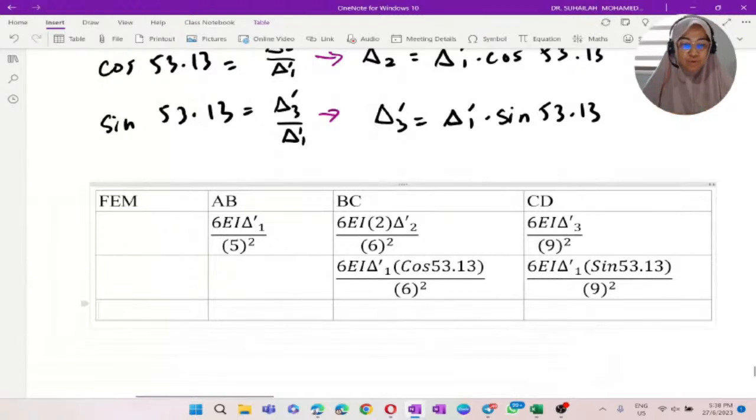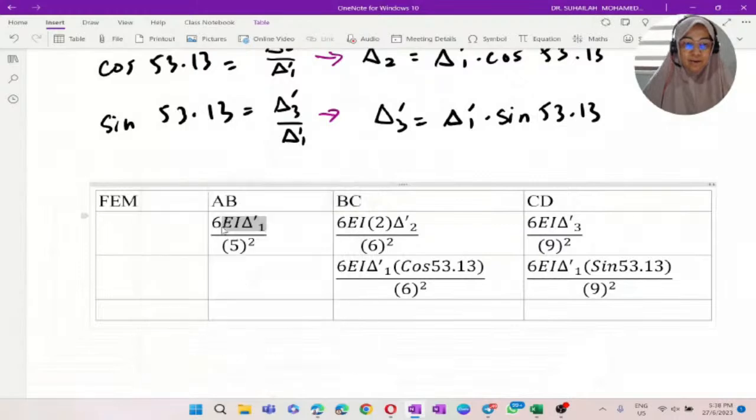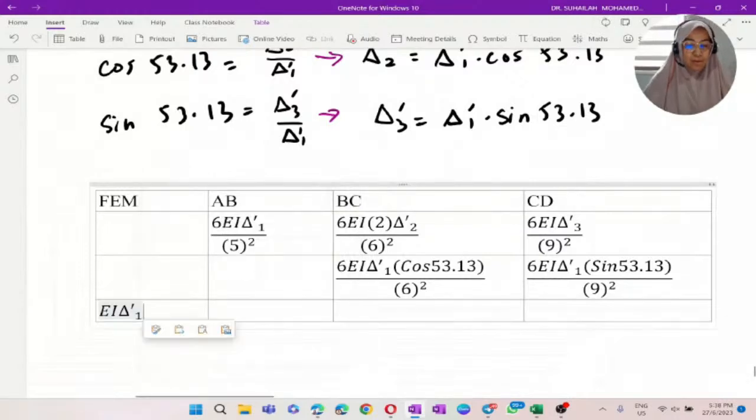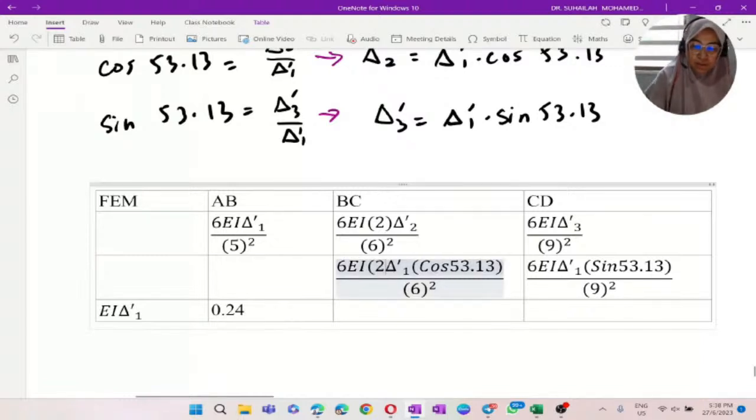Now we have changed all to EI delta 1. We have to change all to EI delta 1. So after this, we can find the ratio. Okay, so it is 6 divided by 5 square. It is 0.24 EI delta 1 prime. And then 6 times, we forgot to put 2 here. This is 2.